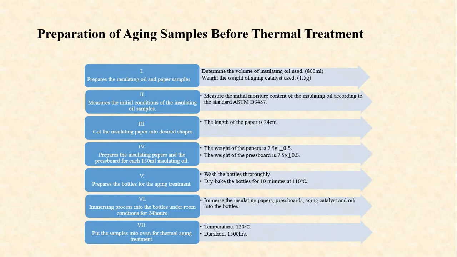Now I'm going to talk about the methodology. Before the thermal treatment process, the preparation of aging samples is done according to the steps below. First, prepare the insulating oil and paper samples. Second, measure the initial conditions of the insulating oil samples. Third, cut the insulating paper into desired shapes. Fourth, prepare the insulating papers and pressboard for each 800 ml of insulating oil. Fifth, prepare the bottles for the aging treatment. Sixth, immerse the samples in the bottles under room conditions for 24 hours. And the last is to put the samples into the oven for thermal aging treatment.